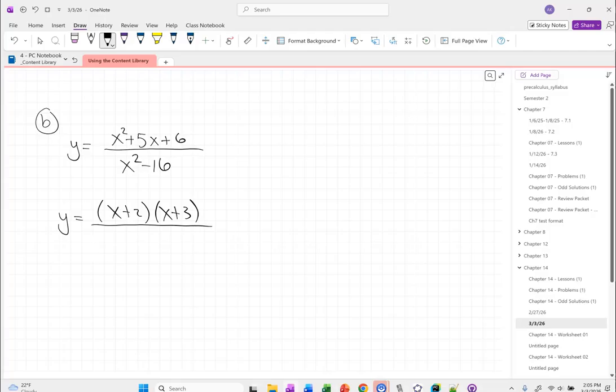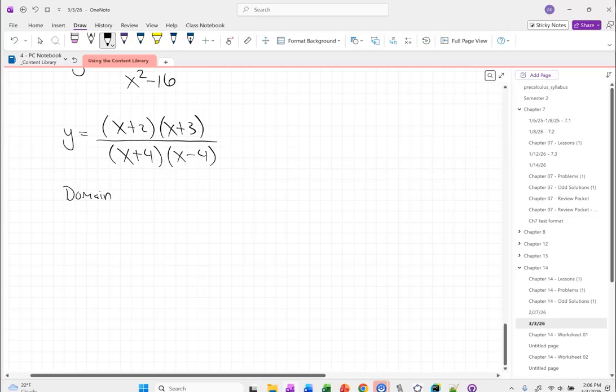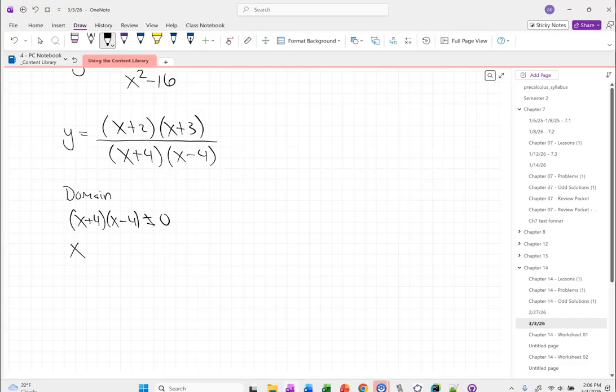And then how does the denominator factor? x plus 4, x minus 4. Any reducing that can happen? No. What does that tell me immediately? There's no removable discontinuity, no RD. Exactly right. Okay, well, we still do the domain, right? Take that denominator, set it not equal to 0. So x can't be 4 or negative 4.